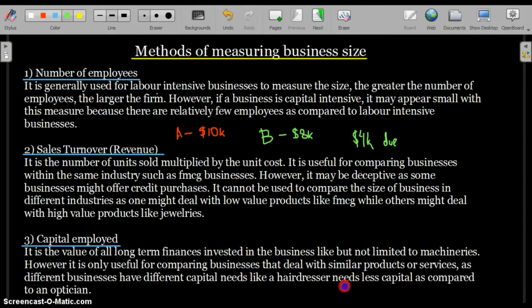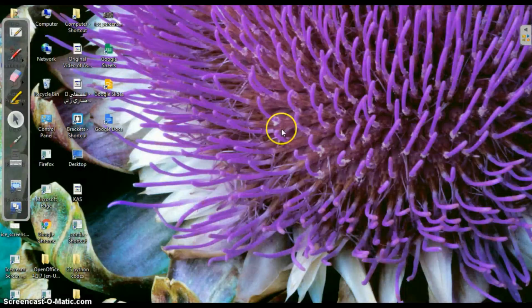But the capital, when we use the sales turnover, that is a more appropriate method when we are comparing a hairdresser and an optician. But in this method also this can't be used, because an optician might appear a much bigger business than a hairdresser, just because they have greater machinery, so greater capital needs. Okay, sorry for that.